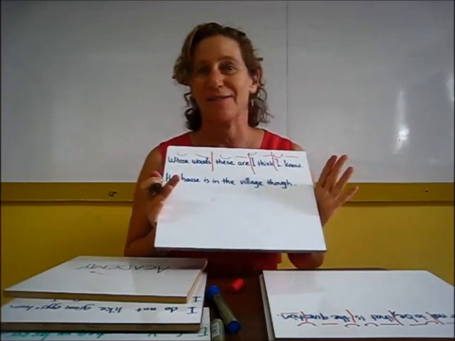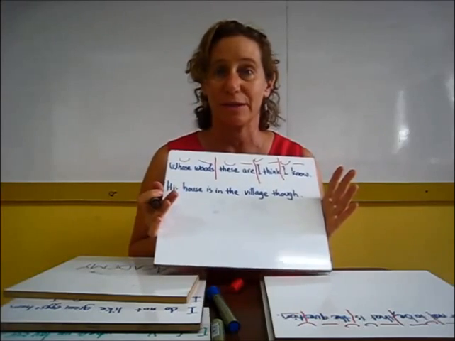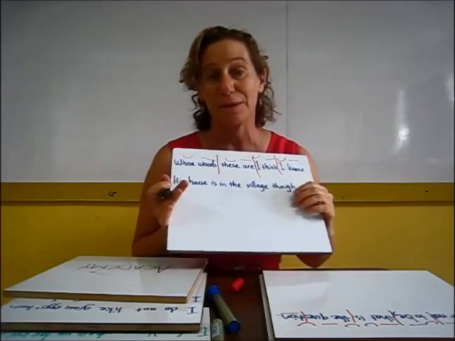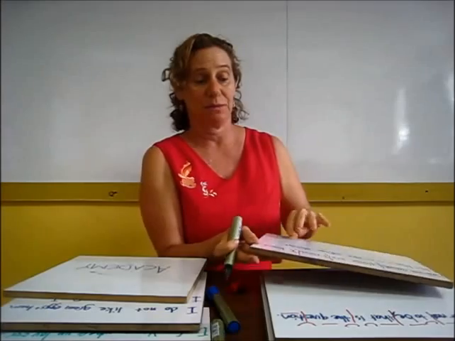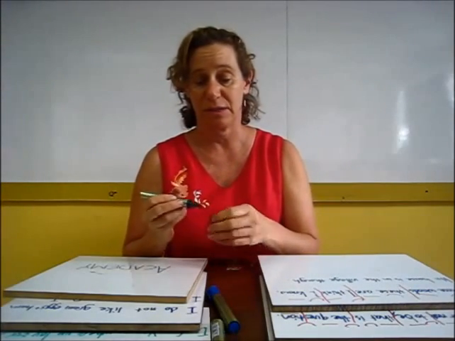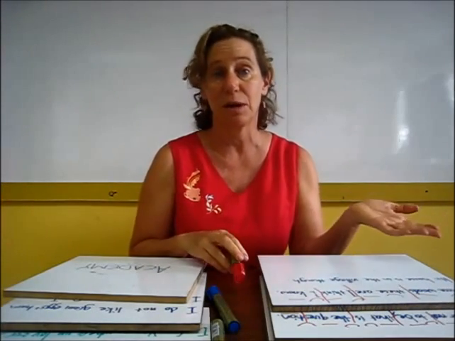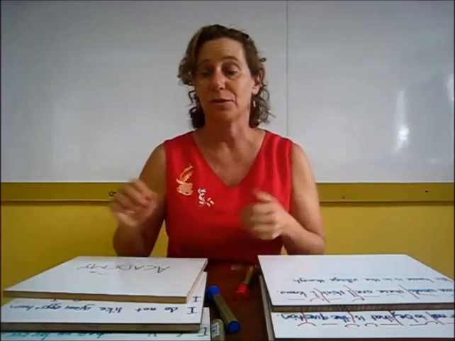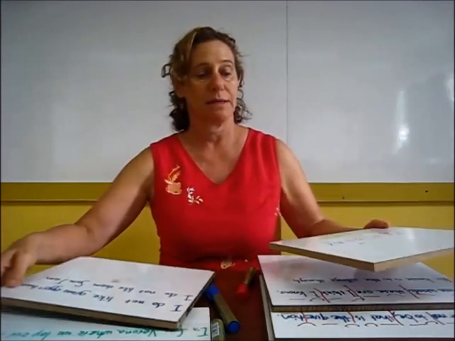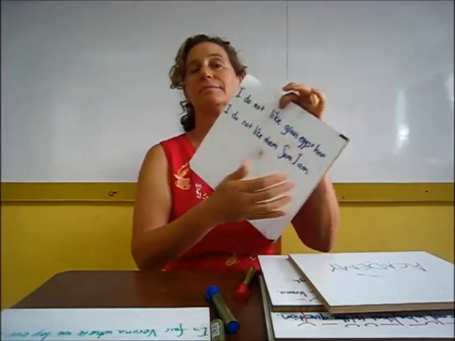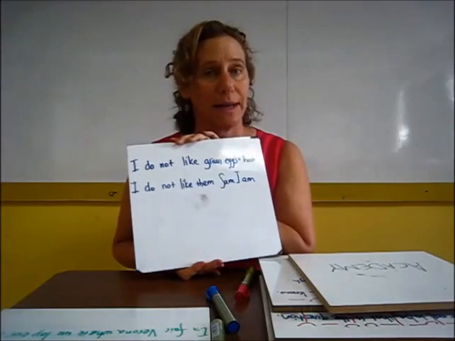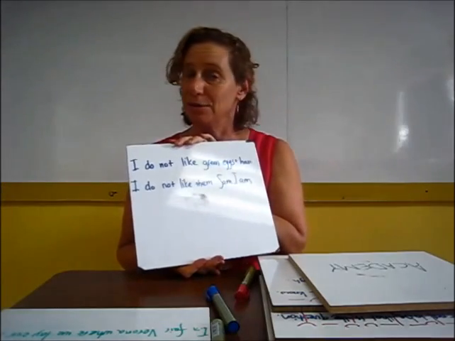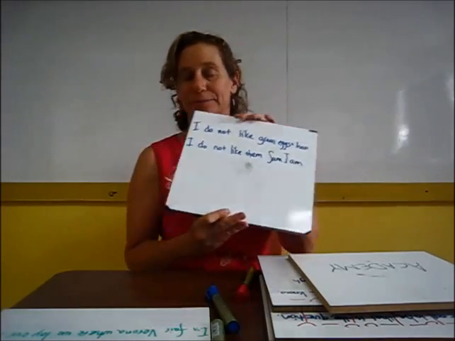And iambic quadrameter is really, really popular. Nowadays, we still use it a lot. You might have seen more modern authors using it, including Robert Frost. Another author who uses it is this one. I do not like green eggs and ham. I do not like them, Sam I am.